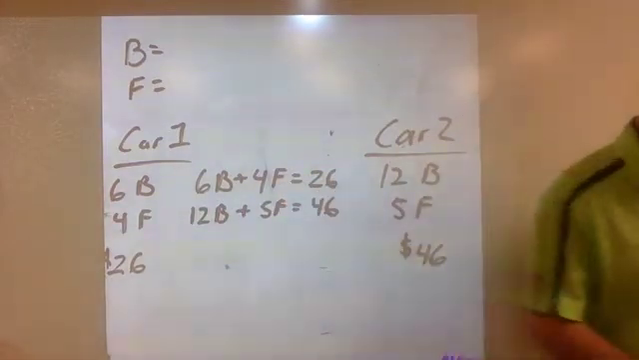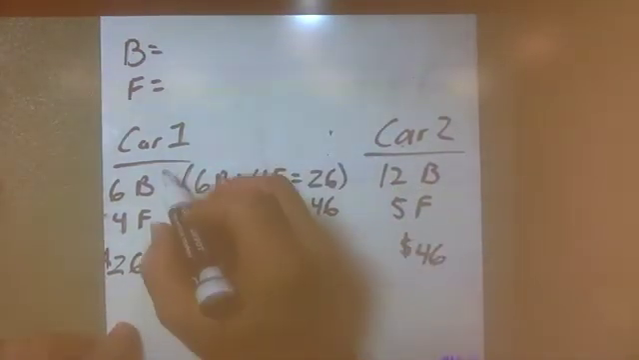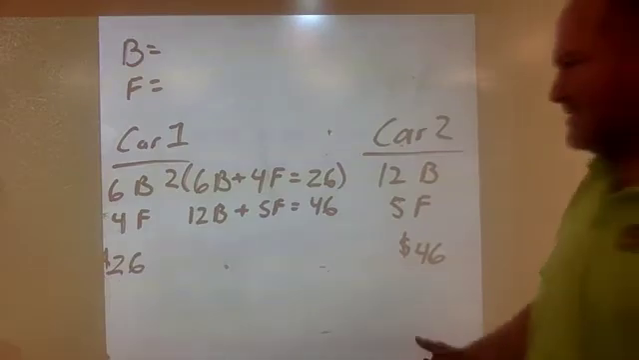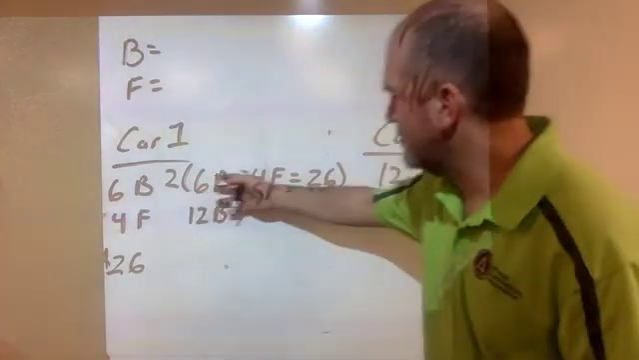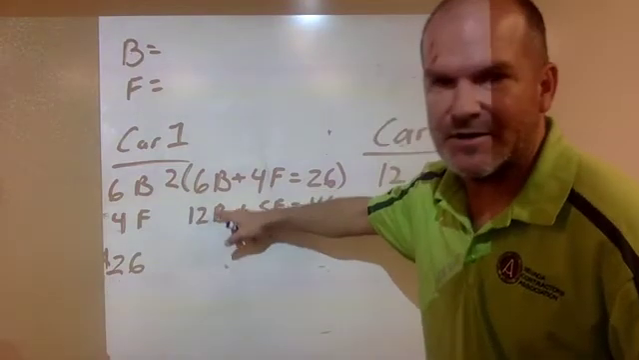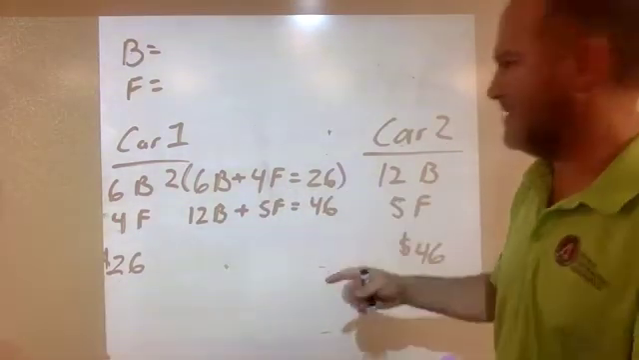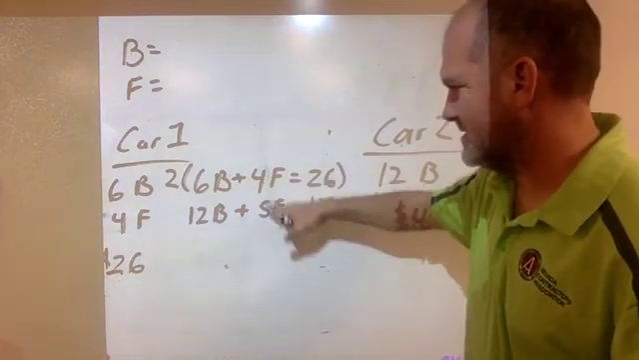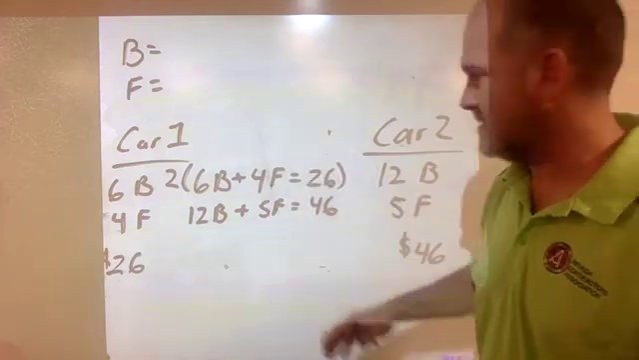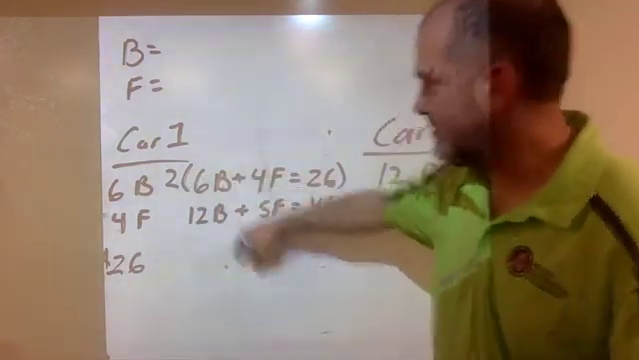Basically, we're going to multiply the whole equation by a number. We're going to distribute, in this case, a 2. We're going to double car 1's order. Why did I do that? Because if you double the order of car 1, now you have 12 burgers, just like in car 2, and that's what we want. We want either the burgers to match up or the fries to match up. It's hard to multiply 4 by something to get it to equal 5. That would be a decimal. We don't want to mess with decimals. Let's stick with whole numbers. So let's double car 1 to get the burgers to match up.